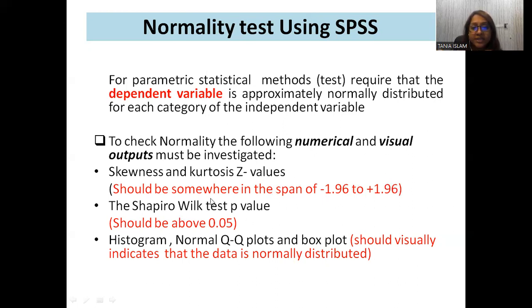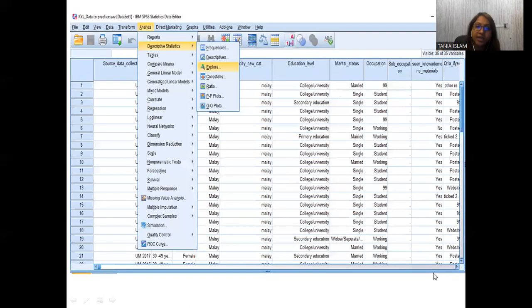The Shapiro-Wilk test p-value we also measure should be above 0.05. Then we can say data is normally distributed. Okay. And we also see the histogram and normal QQ plot. You don't have to be confused. If you see only the histogram, it should visually indicate that data is normally distributed. Okay. This is one of the examples I'm showing you.